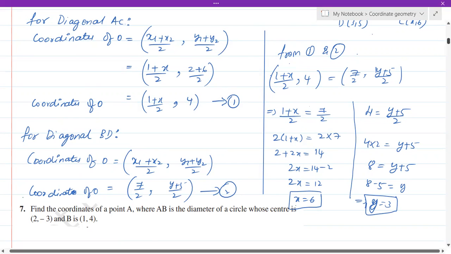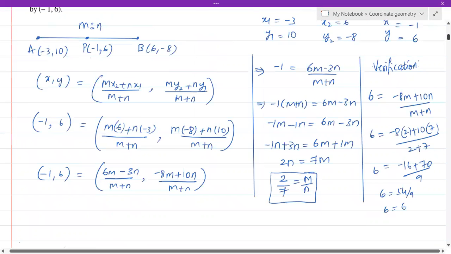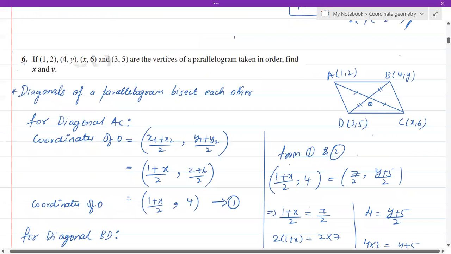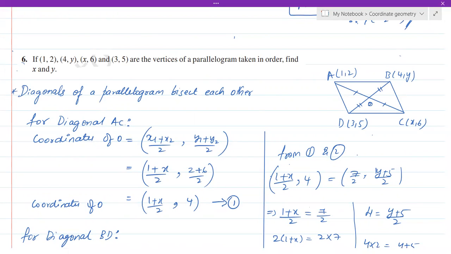So let's quickly recall what we have done. It's a very simple one. We have got a parallelogram. First, take the diagonal AC. Find the coordinates of O using the midpoint formula, and find the coordinates of O another time using the diagonal BD. So 2 times you'll find the coordinates of O, equate it because both are coordinates of O, isn't it? So equate it, you'll get the value of x and y.